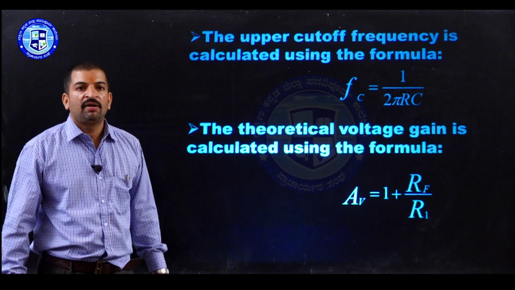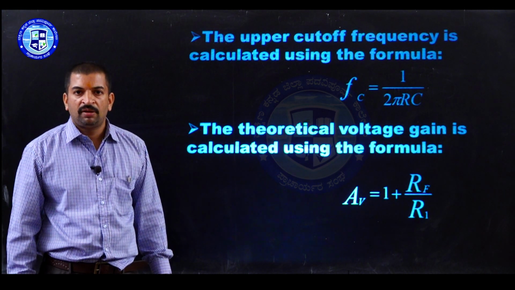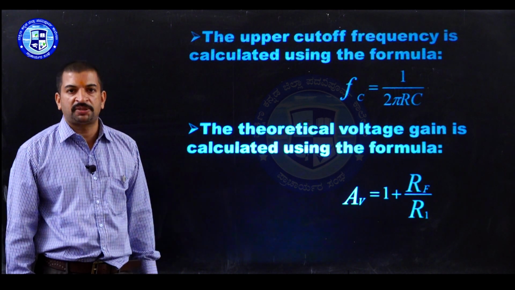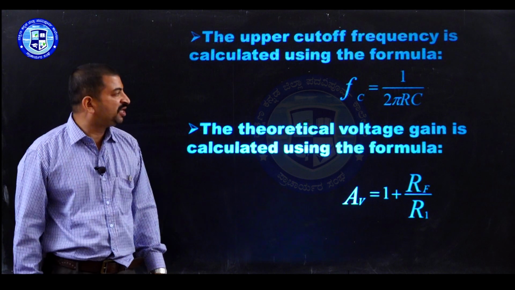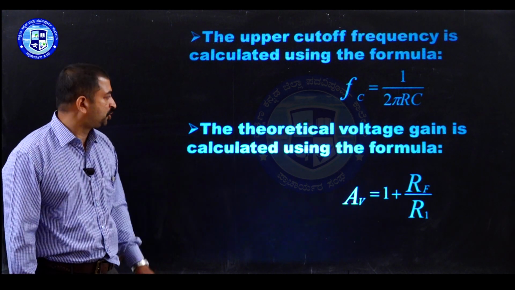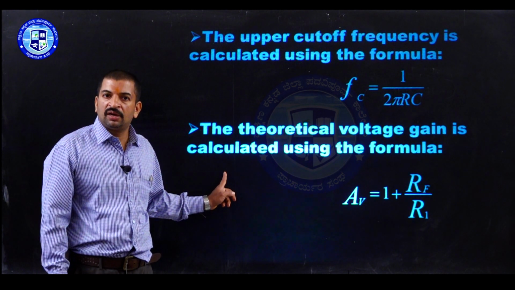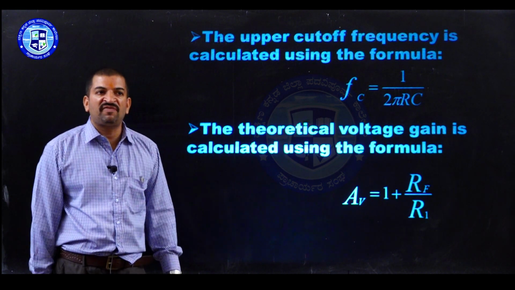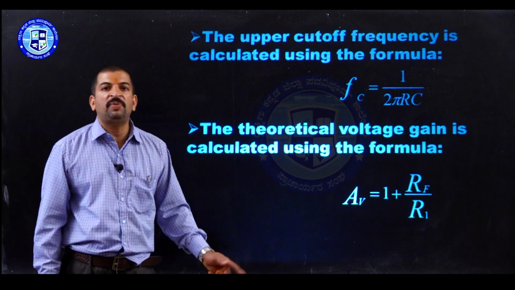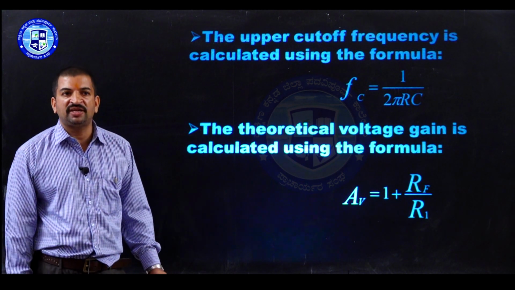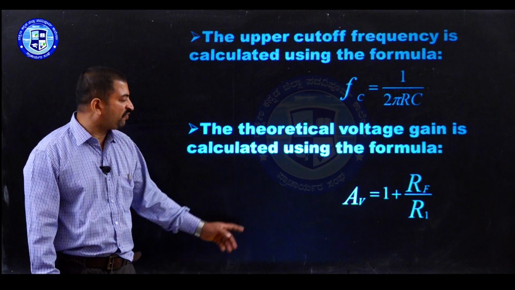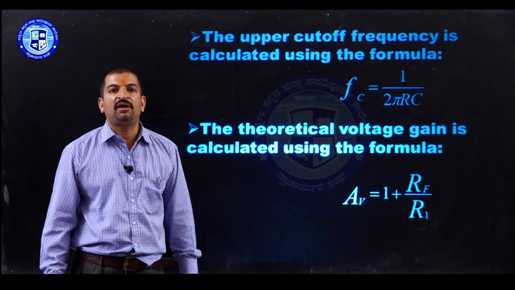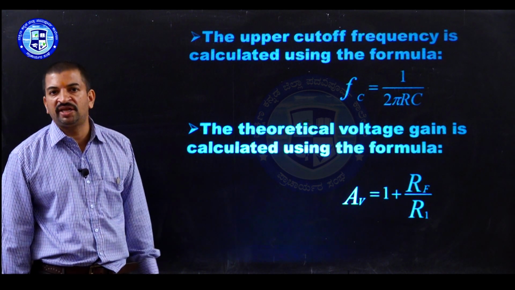Now the cutoff frequency of the active low pass filter is given by the formula Fc equal to 1 by 2 pi RC, where R is the resistance and C is the capacitance used in the circuit. Since we are using the op-amp non-inverting amplifier, the voltage gain of the non-inverting amplifier is given by the formula AV equal to 1 plus Rf by Ri, where Rf is the feedback resistor and Ri is the input resistor. So, using these two formulae, we can calculate the critical frequency and also the voltage gain of the amplifier.